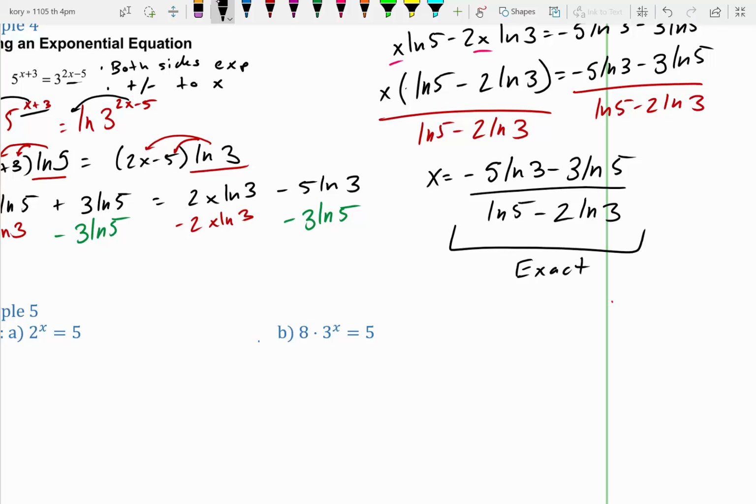That is your exact solution. Your approximate, I will show you how to put this into the calculator for the last example of the day. We get 17.56.